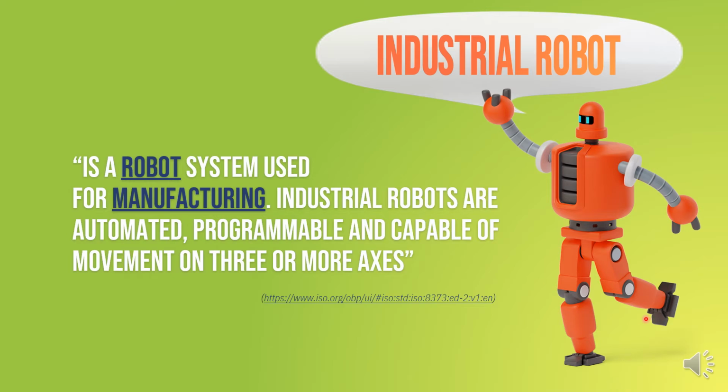Okay, now this is the focus of this chapter. We will focus on industrial robots. According to the ISO website, an industrial robot is a robot system used for manufacturing. Industrial robots are automated, programmable, and capable of movement on 3 or more axes. Therefore, compared to ordinary robots, industrial robots are used to carry out manufacturing or industrial work.